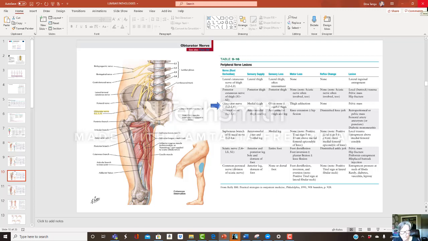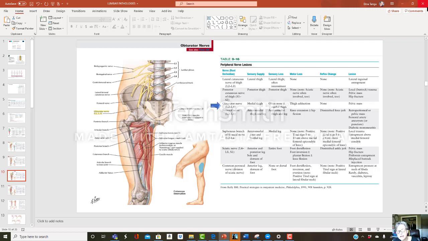Obturator nerve. L2 to L4, which is the same on the Netters. Obturator nerve. Look how it passes into the, I forget what that's called, the pelvic circle. Passes in between there. Obturator L2, L3, L4. Sensory supply is medial thigh. Look at the leg picture to the right, and you'll see the blue area, medial thigh, where the adductors are.